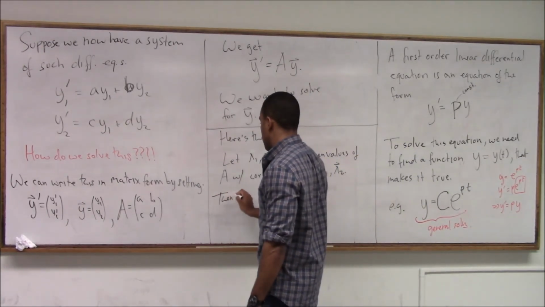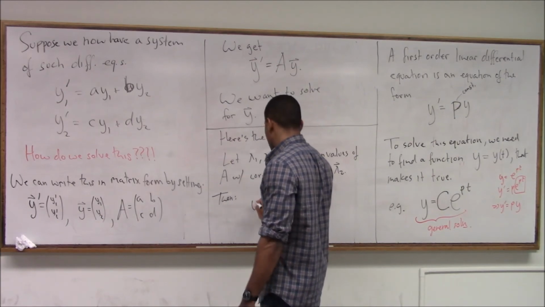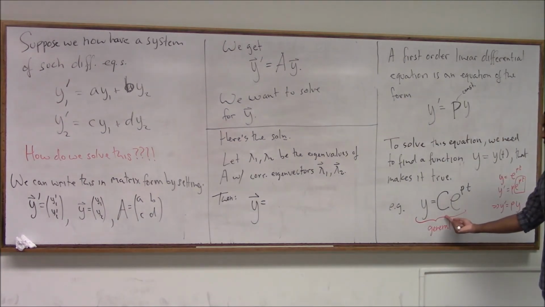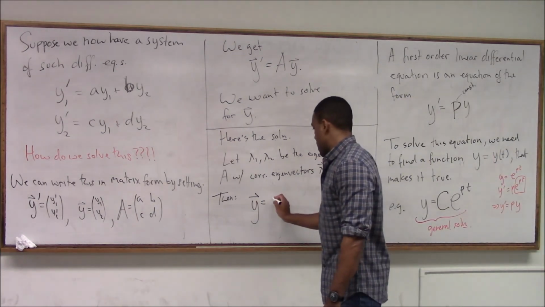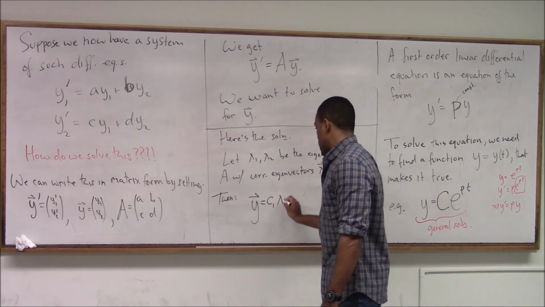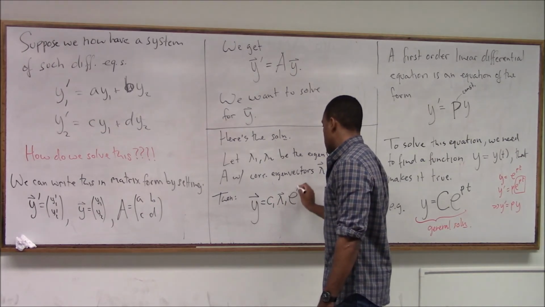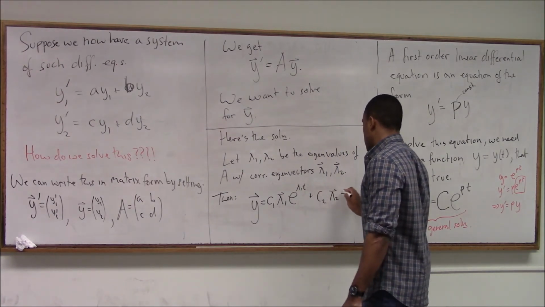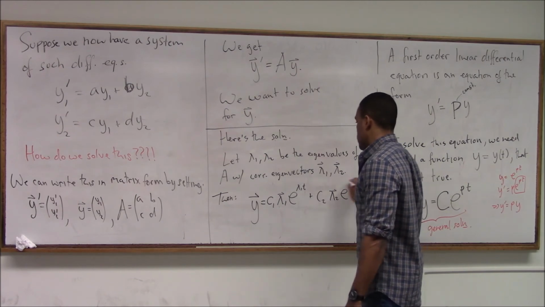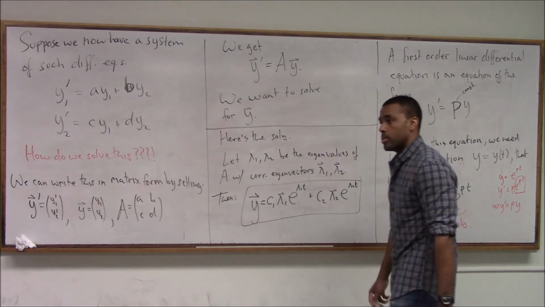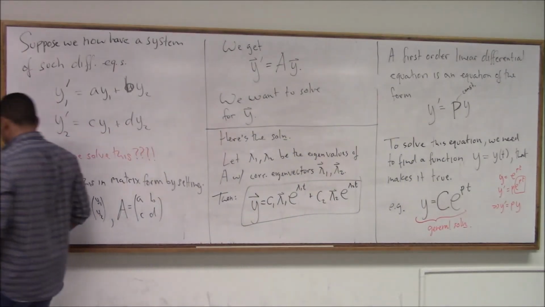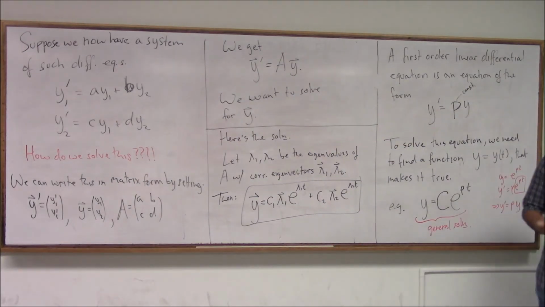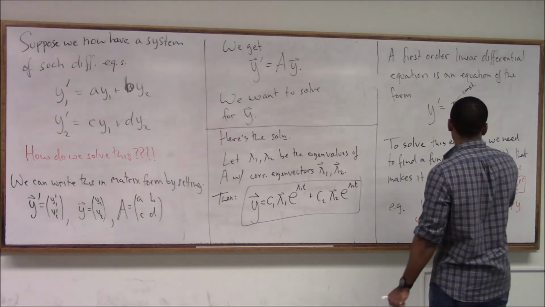Then here's what the solution is. Y will be equal to, just as there's some arbitrary constant here, we're going to have them here as well. We're going to have two of them. C1 times the lambda 1 eigenvector, e to the lambda 1 t, plus C2 times the lambda 2 eigenvector, e to the lambda 2 t. That's your answer. That will solve this linear system of differential equations. Let's actually do an example, and I'll leave the verification to you on your own time, but I'll tell you what you might have to verify.